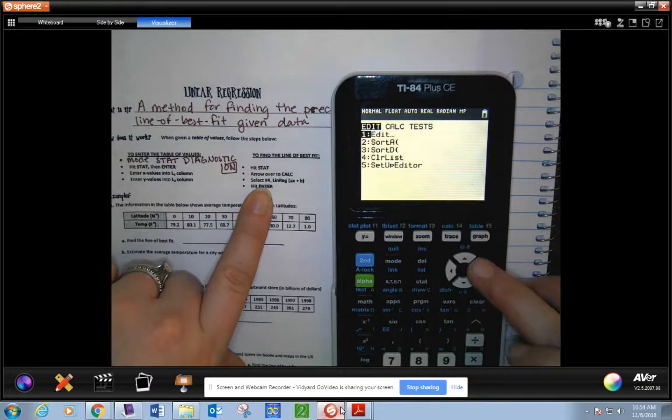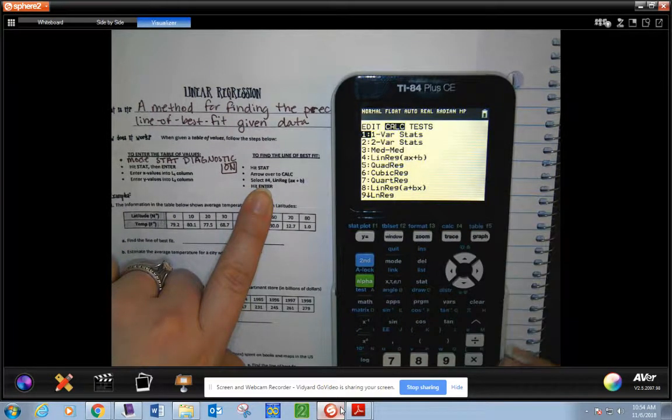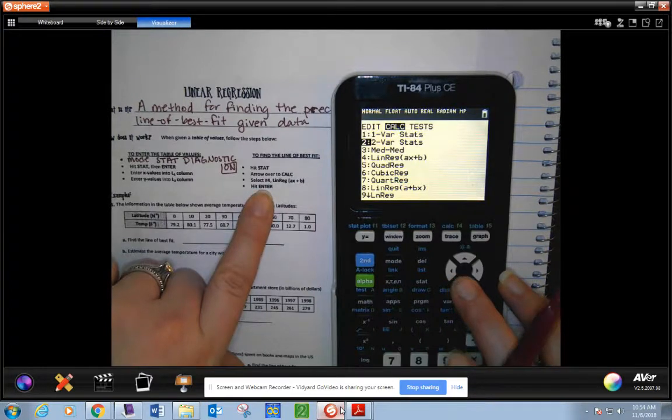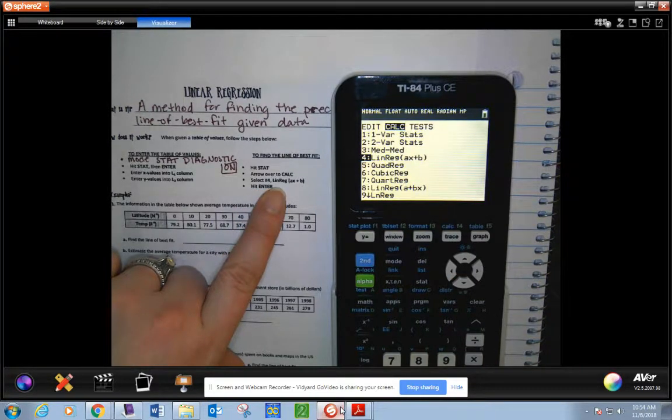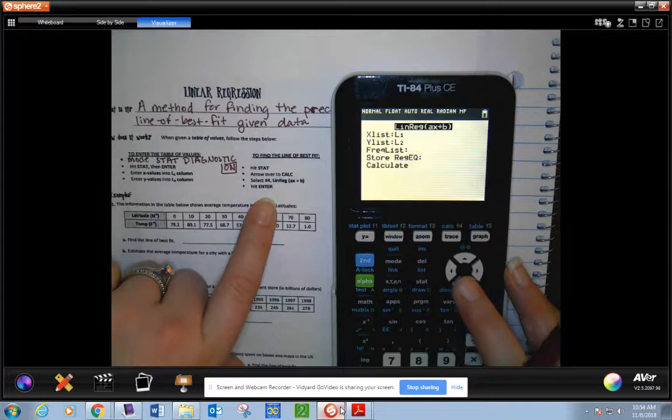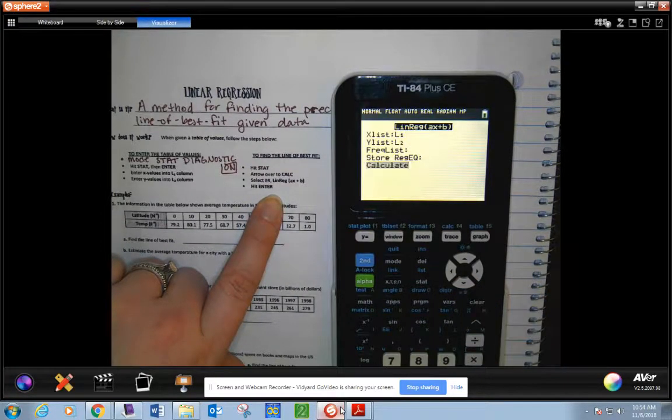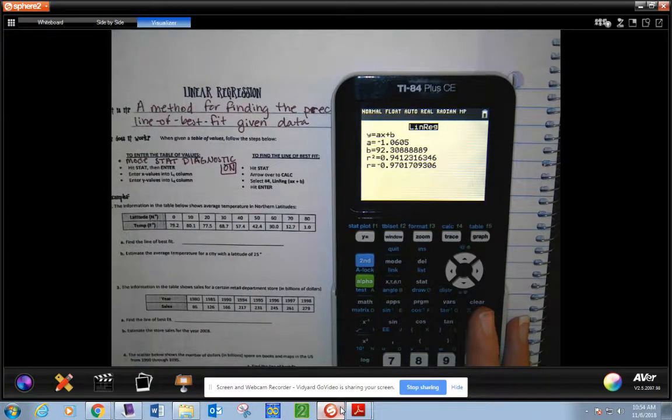You're going to cursor over to calculate and make calculate bold. And then you're going to go down to number 4 and you're going to hit enter. Now, this is not written on the instructions, so you just need to go down to calculate and hit enter again. When it pops up, you're going to get these gorgeous decimals.